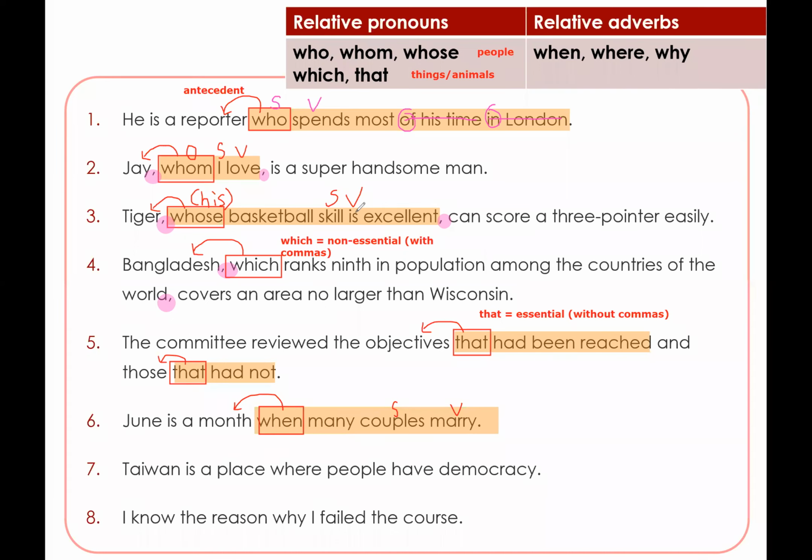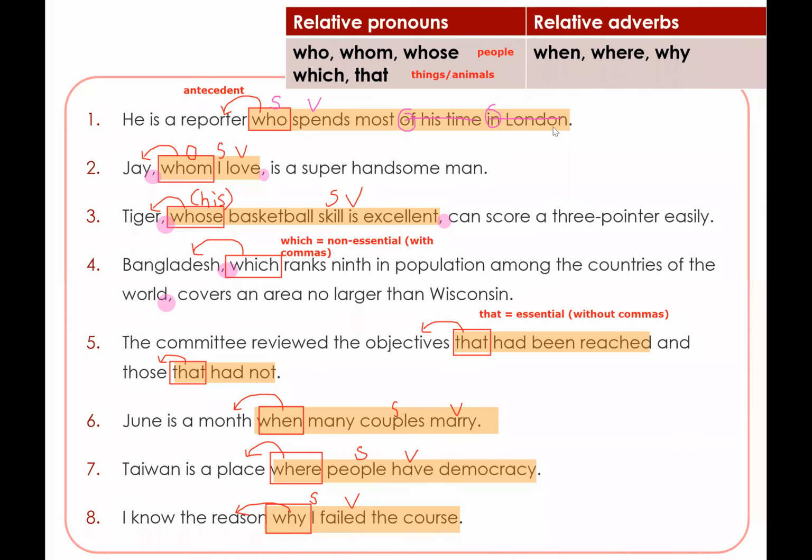In number 7, Taiwan is a place where people have democracy, right? So I have the relative adverb where because I am modifying a place. People have democracy: I have subject and verb. And this is essential as well. And last but not least, I know the reason why I failed the course. I have the relative adverb why, because I am modifying the reason. This is essential, and because it is a clause, I also have a subject and verb.